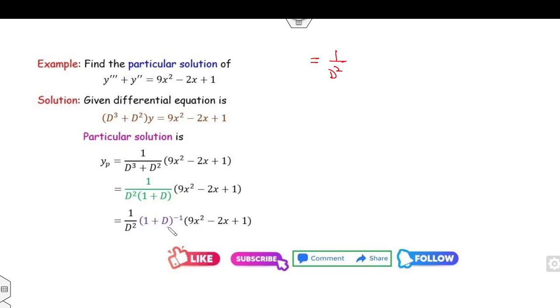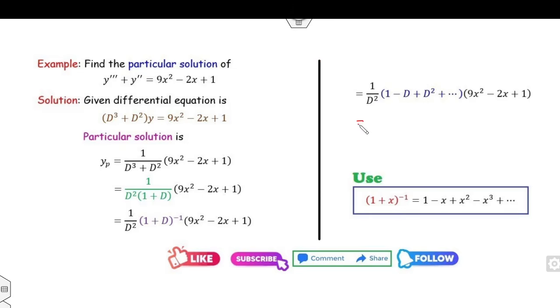Now I can expand the series up to the degree 2 only. So it is 1 minus D plus D square. The next term will be D cube. So I can stop. This will be 9x square minus 2x plus 1. Now open this bracket. It is 1 over D square. If you write as 1 into 9x square minus 2x plus 1.